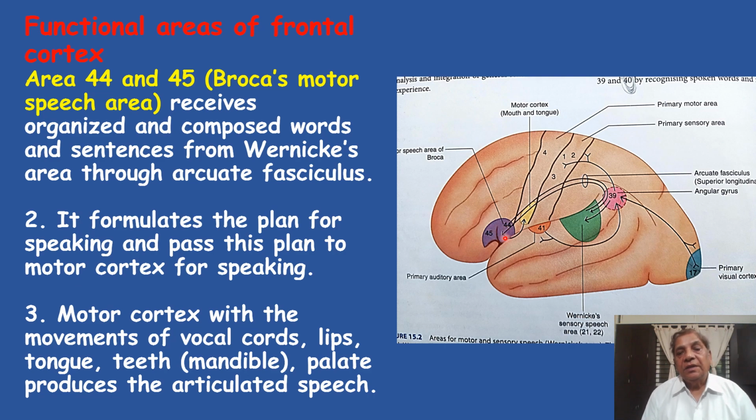Okay, and this motor speech area receives the organized and composed words and sentences from Wernicke's sensory speech area through this arcuate fasciculus. See where the pointer is moving, through this arcuate fasciculus, it receives the sensory speech input into the motor speech area, and then Broca's area first formulates and plans for speaking and passes this information to the motor cortex for speech.